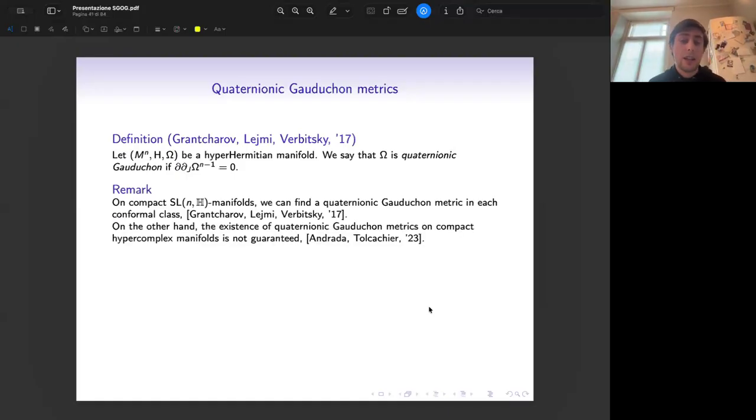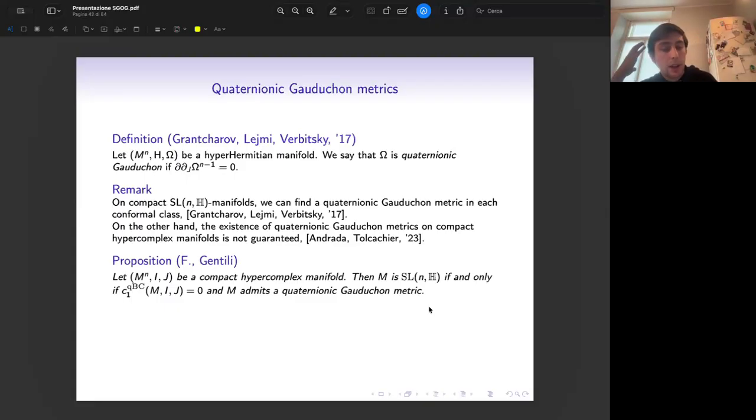And indeed, the same counterexample that I cited before by Andrade and Tolkachier provides a compact manifold which does not admit any quaternionic Gauduchon metric. But nonetheless, having a quaternionic Gauduchon metric is precisely what we needed to obtain an equivalent condition to the SLNH. So, that's our first result.